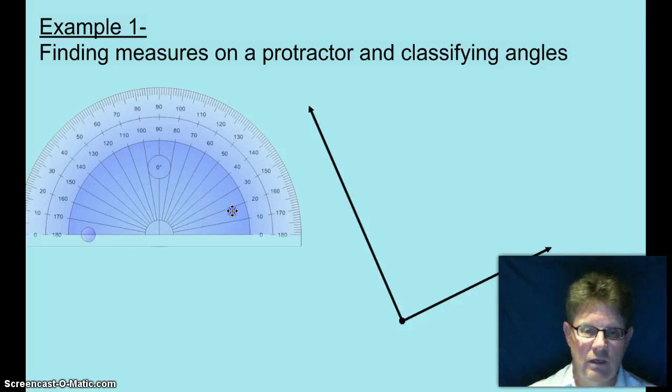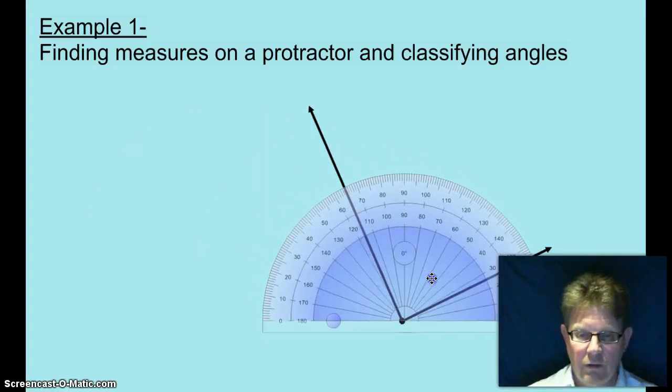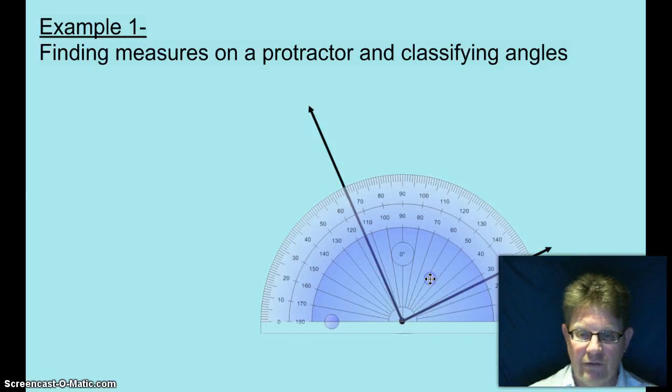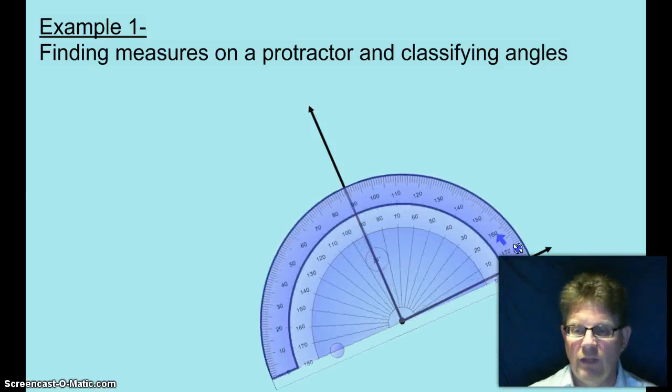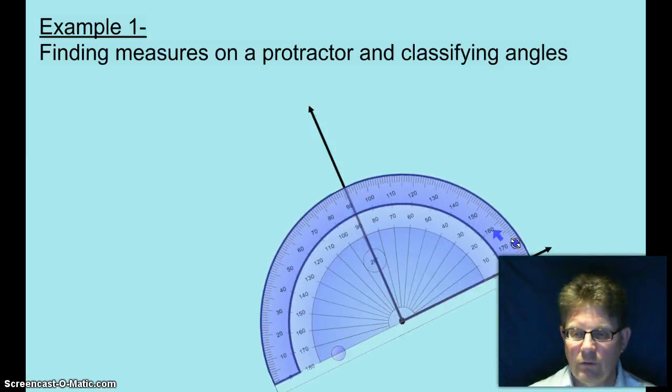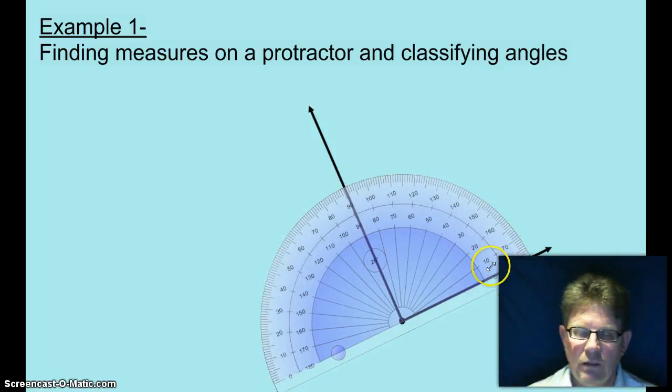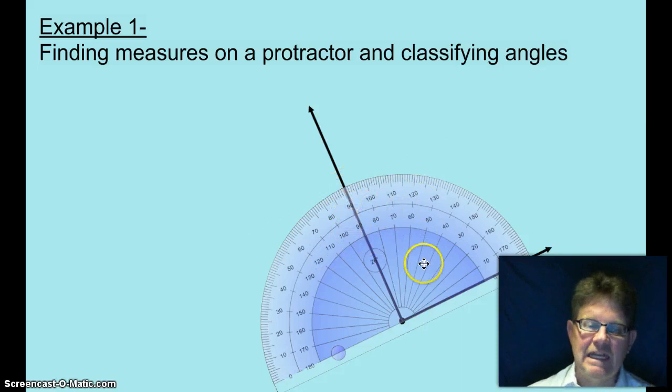Okay, let's do it again. Put the crosshairs right on the vertex. Rotate that protractor. The 0 is lined up on the inside, and 10, 20, 30, 40, 50, 60, 80. That's not quite 90. I'm going to call that angle an 89-degree angle.